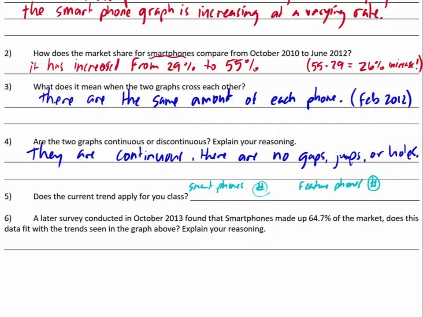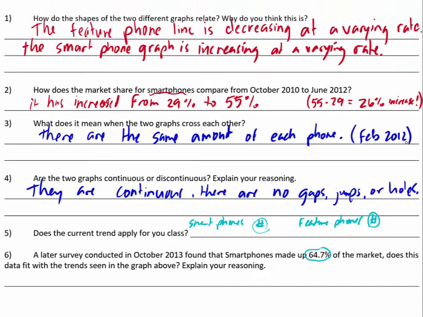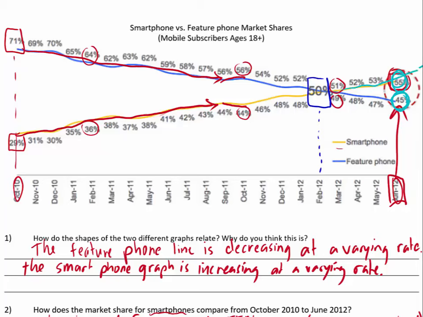Question number 6 asks, a latest survey conducted in October 2013 found that smartphones made up 64.7% of the market. Now, does that data fit with the trend seen in the graph above? And we need to explain our reasoning. So 64.7, that is pretty close to being 65%. So 65% would be somewhere up here. Okay, I don't know if you can see it on the screen. But if this graph continues, eventually it's going to be up here in the 64-65% range.